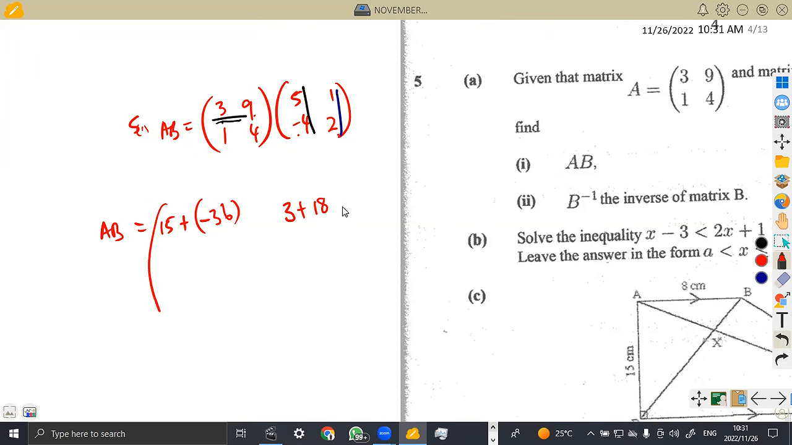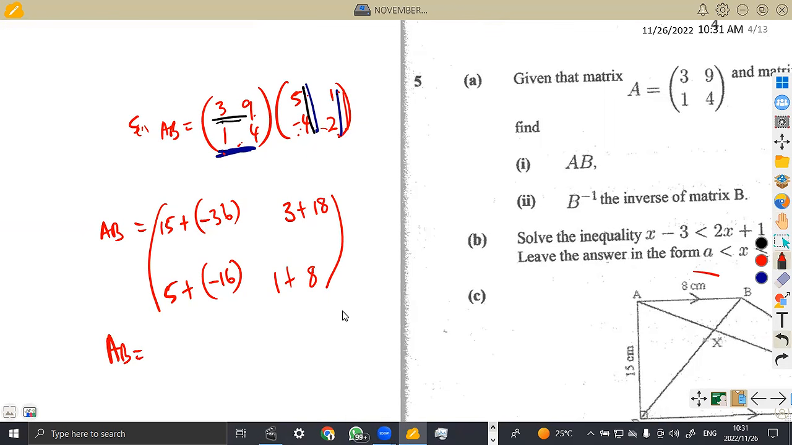Okay, we are done multiplying the row and the columns. We move on to the last row, which is the 1, 4, but with the first column. So it is going to be 1 times 5, which is 5, plus 4 times -4, which is -16. Okay, we move on to the last row with the last column. So it's 1 times 1, which is 1, plus 4 times 2, which is going to be an 8. So that is your matrix AB.